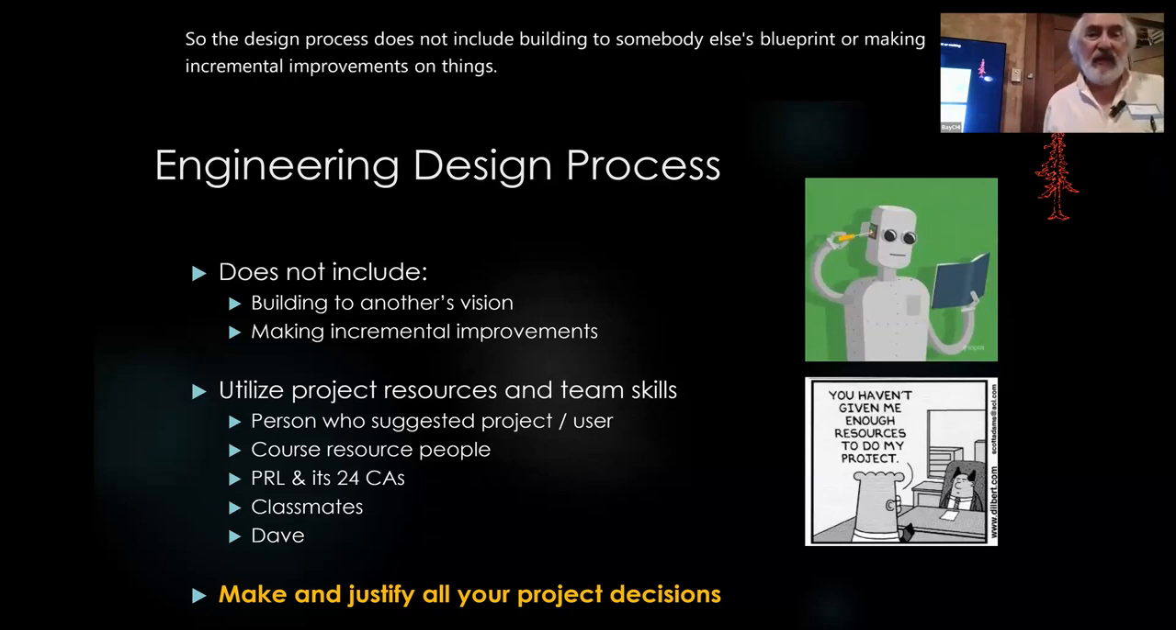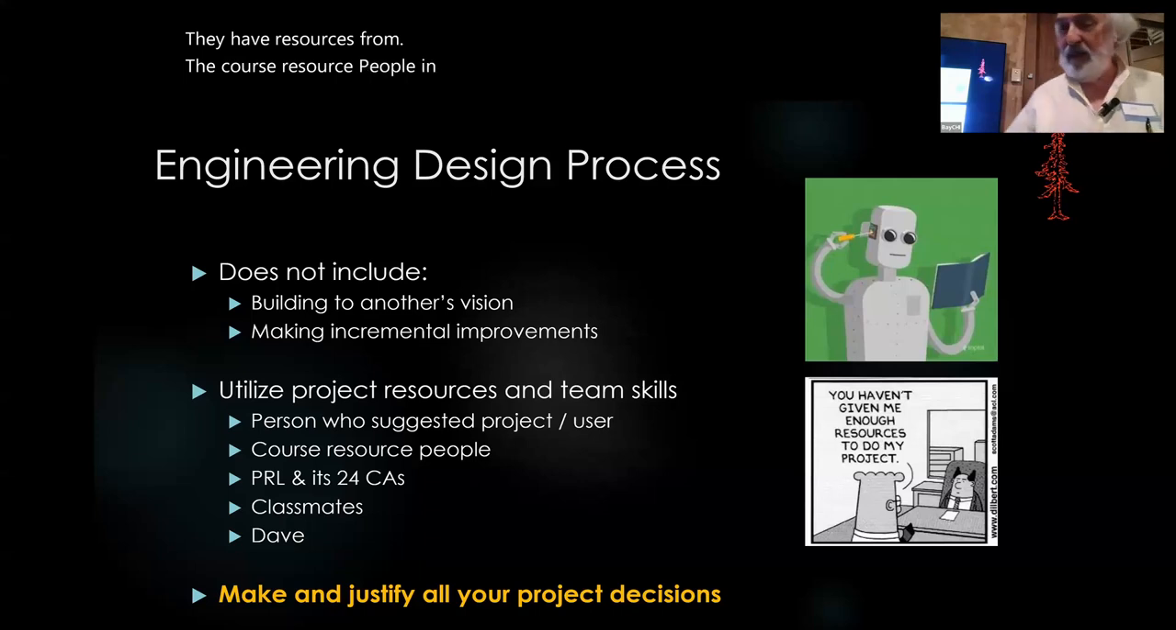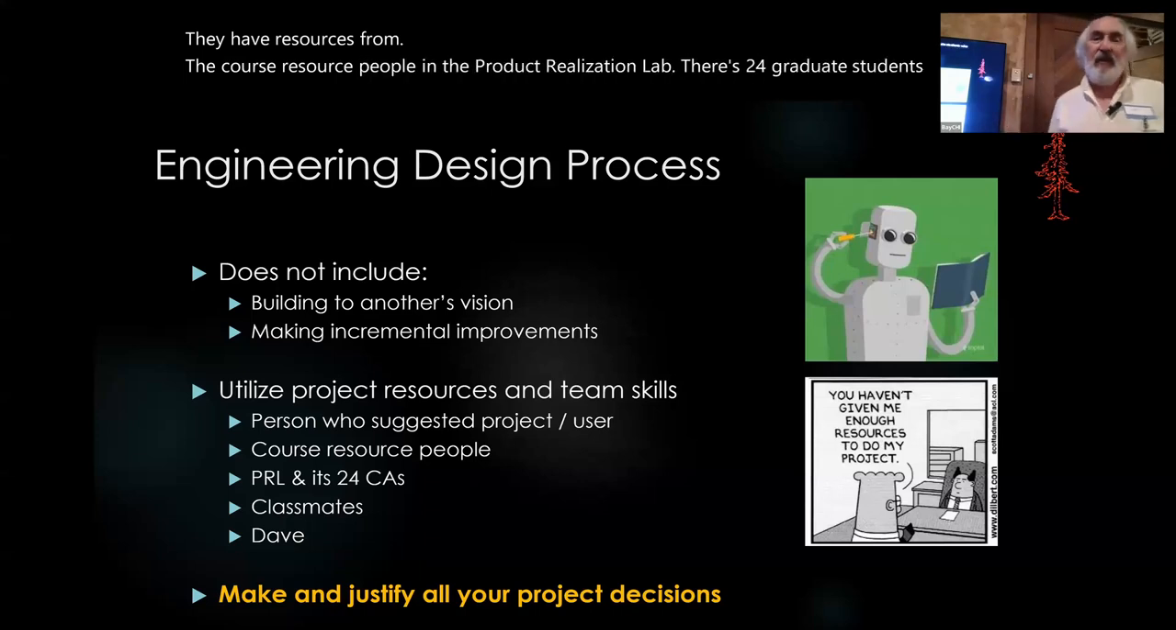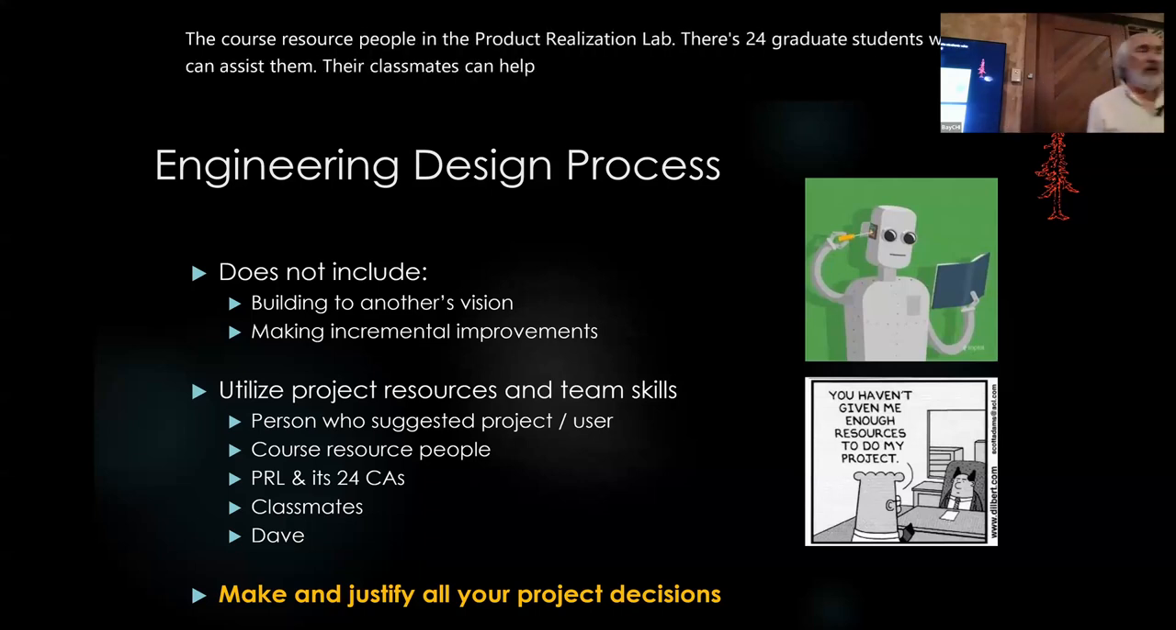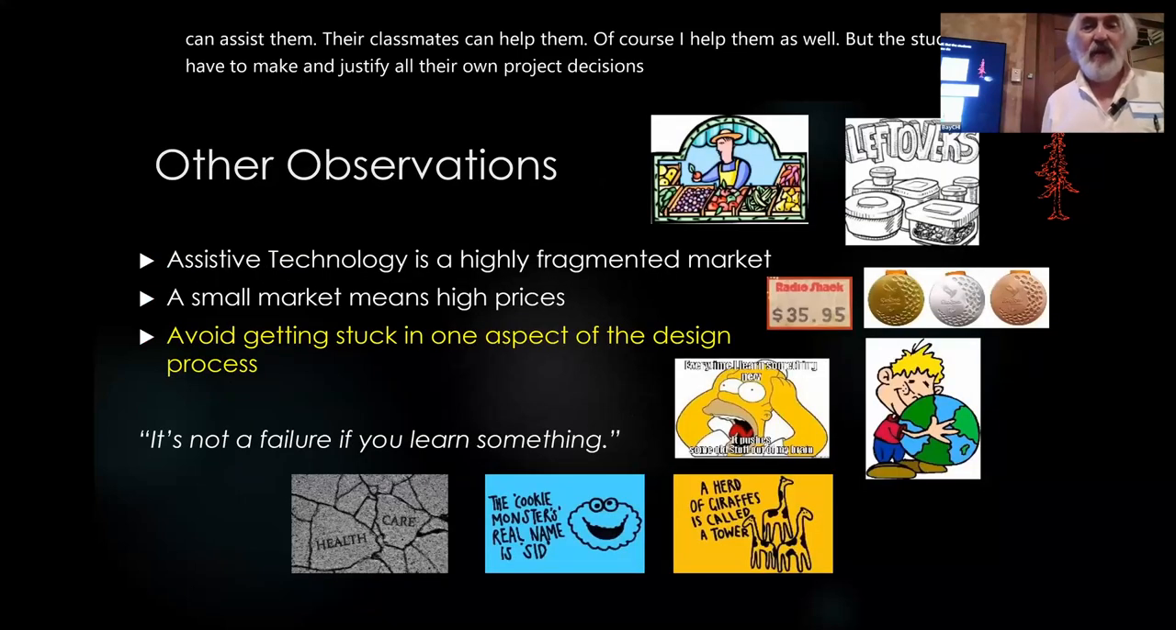Students who work in a class have resources from the course resource people in the product realization lab. There are 24 graduate students who can assist them. Their classmates can help them. Of course, I help them as well. But the students have to make and justify all their own project decisions. Why did you do that?